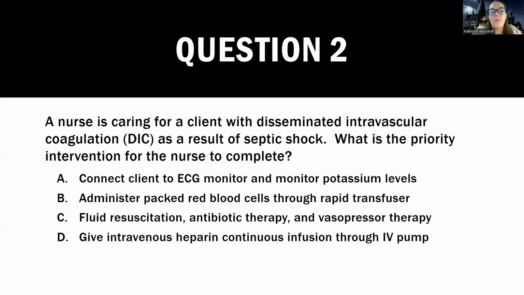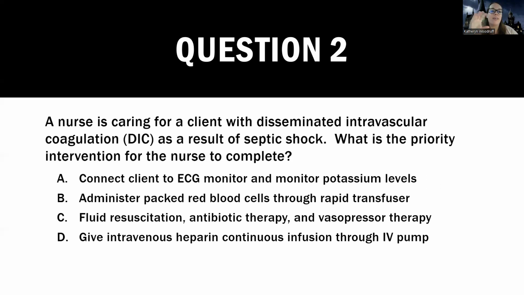But when it's asking what is the priority intervention, we're getting back to kind of like the last question. What's going to be the thing that's going to get to the bottom of the problem here? And the problem here is I'm in septic shock, which has led me to be in DIC. So I can give all the blood that I want. I can give heparin. I can connect them to the ECG monitor and monitor their potassium levels, but none of this is actually going to stop the DIC.